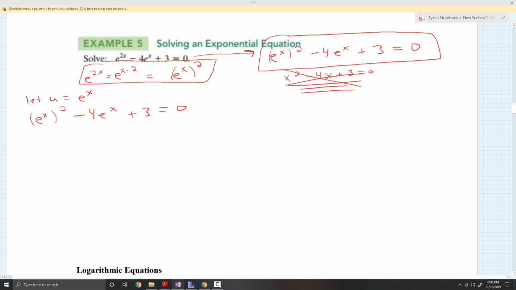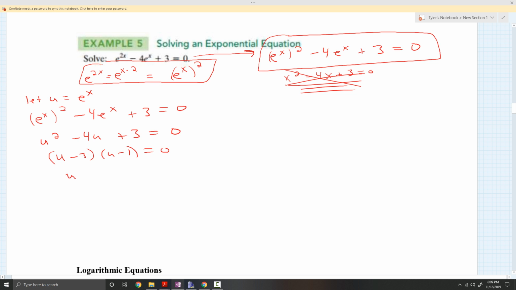And we're going to substitute u in for e to the x. So this would become u squared minus 4u plus 3 equals 0, right? And this actually will factor. This will factor into u minus 3 and u minus 1, I believe. Yeah, that works, because you'd have u squared minus 3u, and then minus another 1u will give you minus 4u, and then negative 3 times negative 1 gives you the positive 3 that we're after.